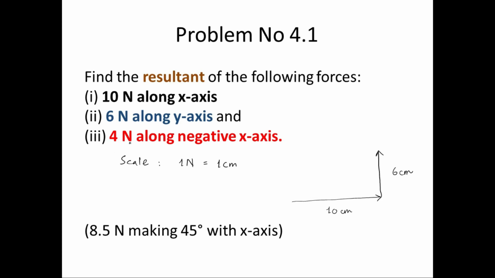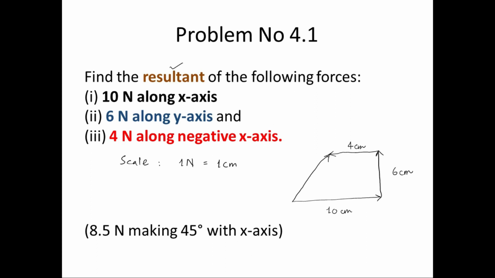The third vector is 4 Newton along the negative x-axis direction. So from here, joining the head of this vector with the tail of our next vector, draw a vector in the direction of negative x-axis, which is 4 centimeter. To get the resultant vector, join the tail of our first vector with the head of the last vector. So joining the tail of the first vector with the head of the last vector, we will get the resultant vector.